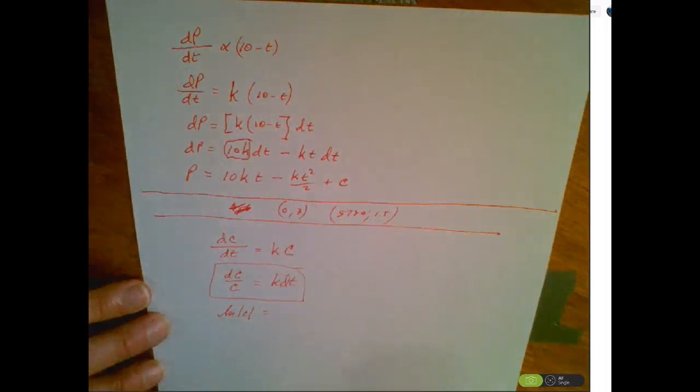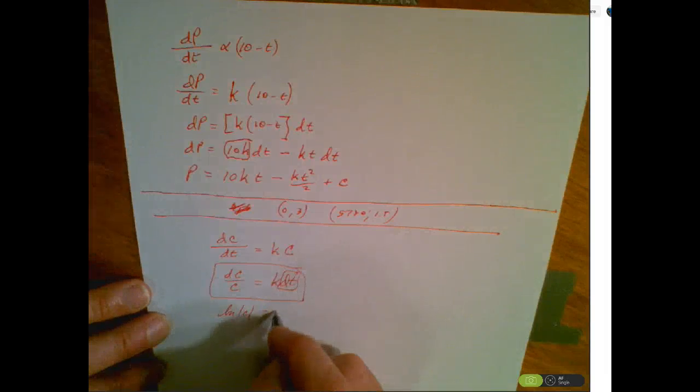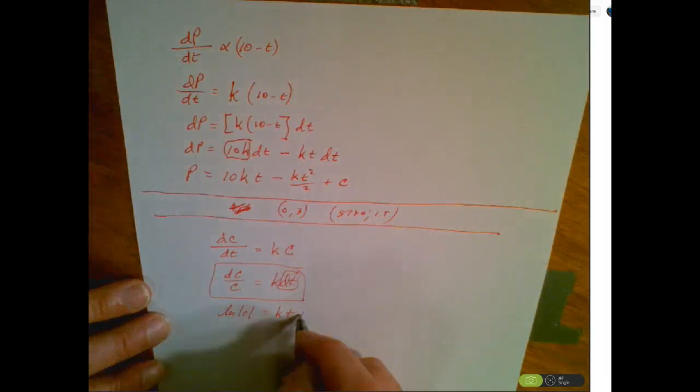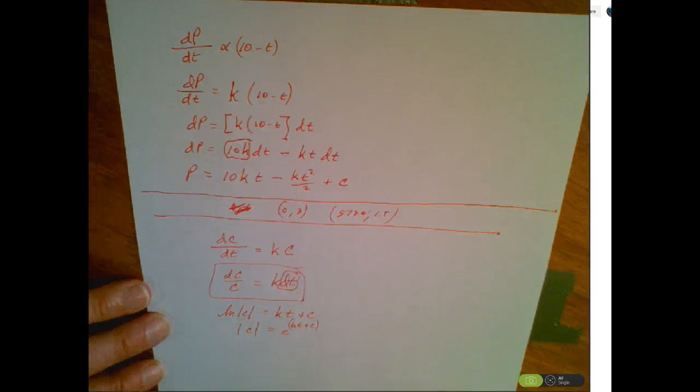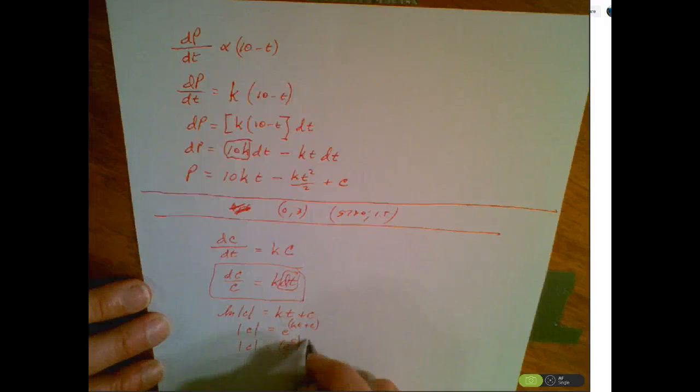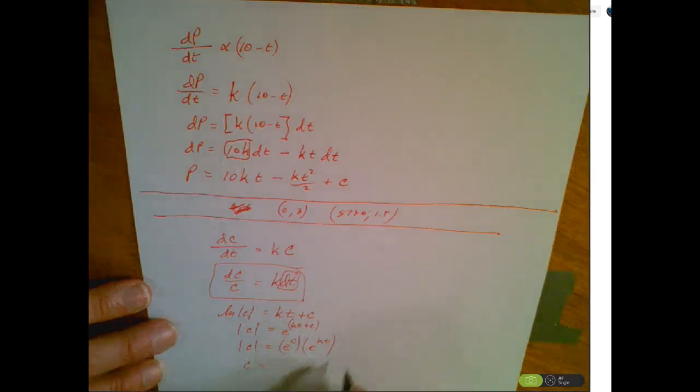This is a dt. Sorry, I missed it. This is a dt up here. Is equal to KT plus C. Absolute value of C equals E to the KT plus C. What do we do? We group that always. Now what do we do? Now what's next? The absolute value of C equals E to the C times E to the KT. Then C is equal to now C1 or C. You could do it C.